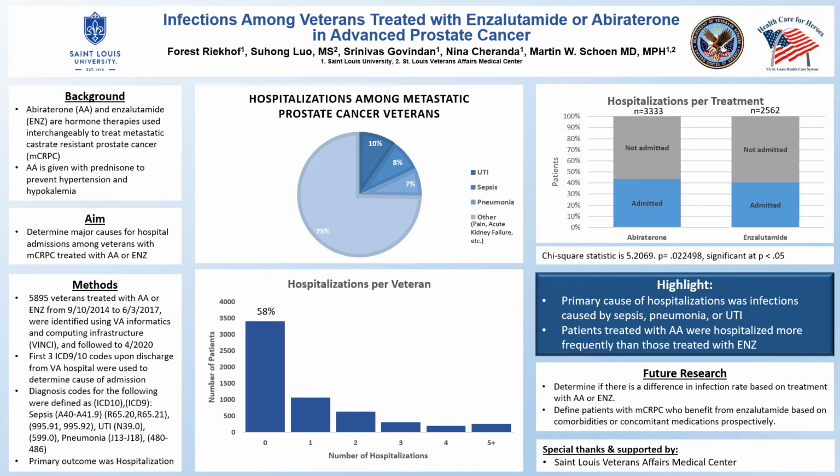Next, hospitalizations per treatment. This graph shows the percentage of unique patients admitted to the hospital based on treatment with abiraterone or enzalutamide. As you can see on the left, there was a statistically significant increase in hospitalizations among patients treated with abiraterone compared with enzalutamide on the right.